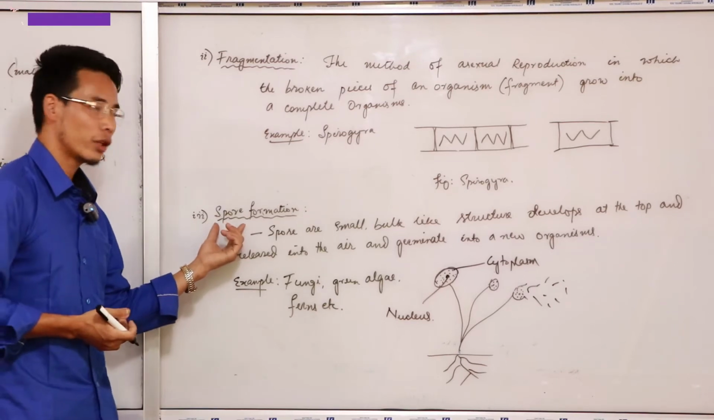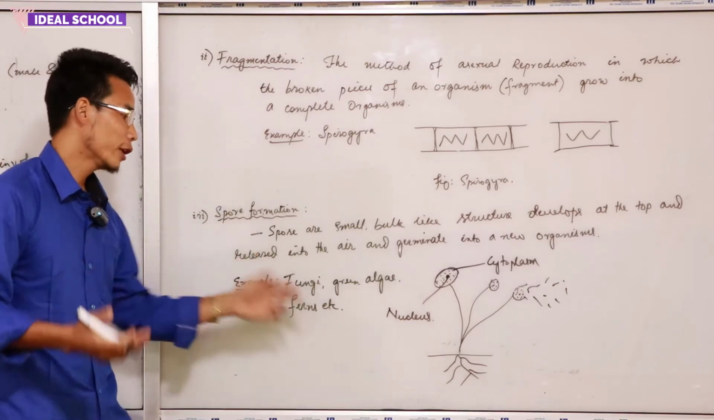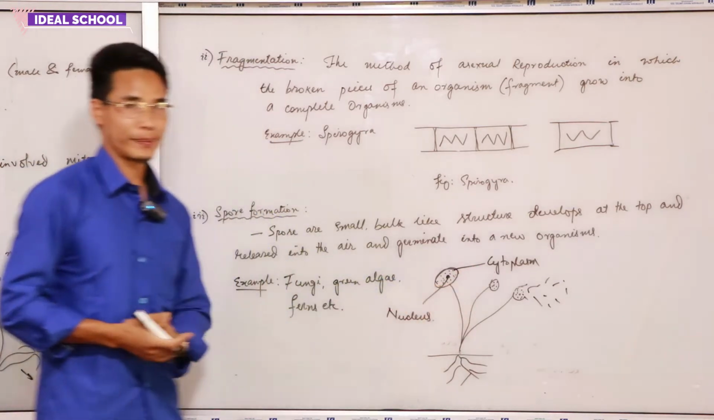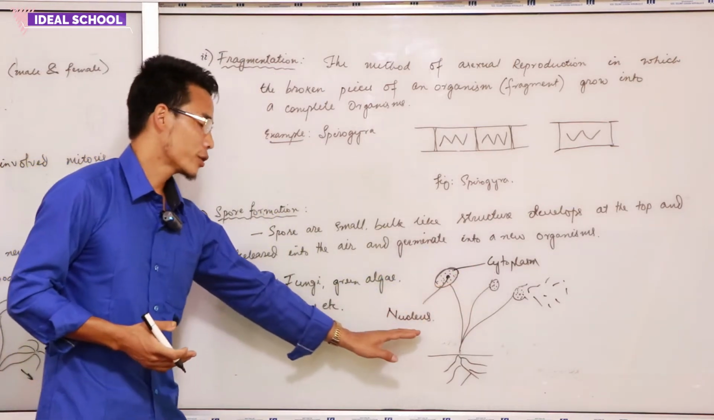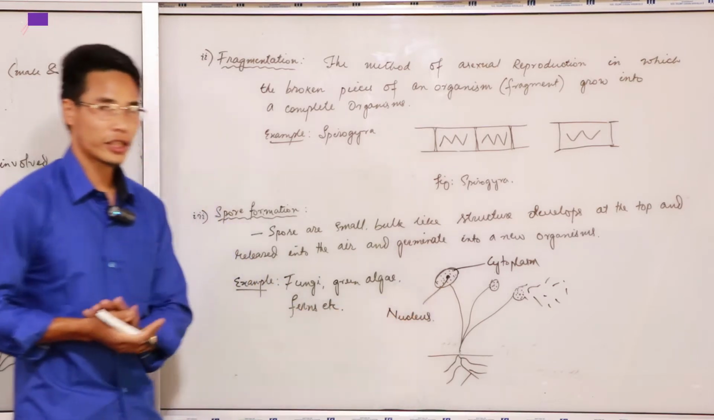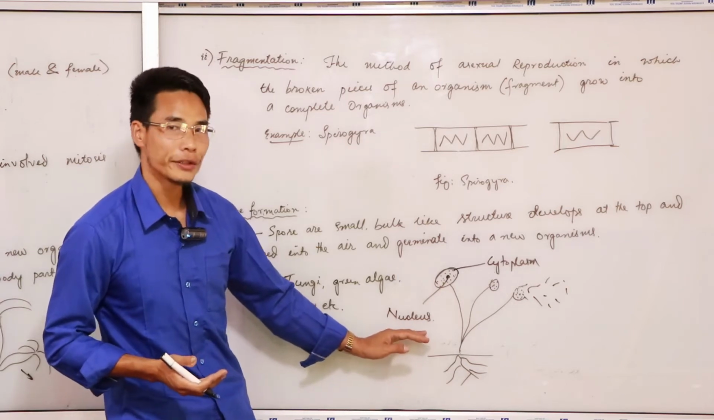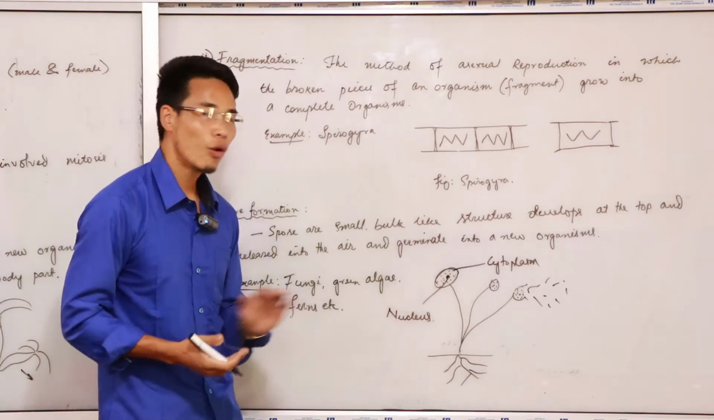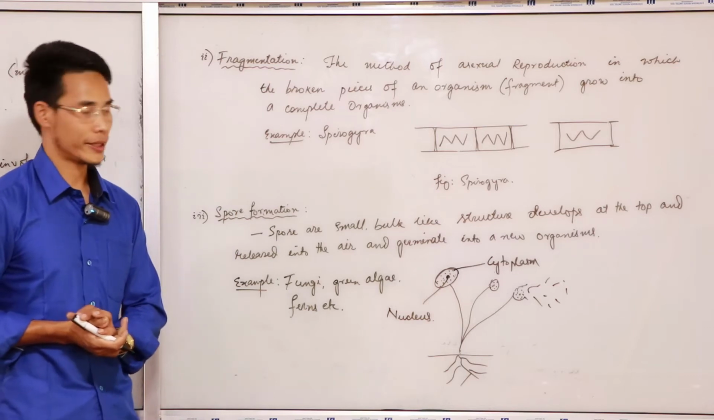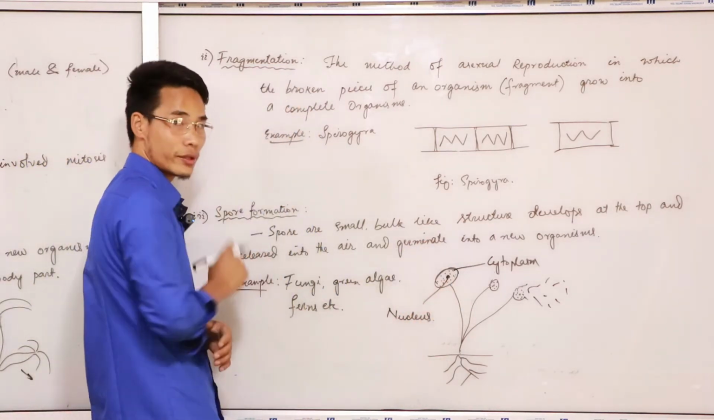When you find spore, you may be confused. Spore means that a spore contains a nucleus and cytoplasm. If the question asks to define a spore, the answer will be that the spore contains a nucleus and a small amount of cytoplasm. These two are involved in spore formation.